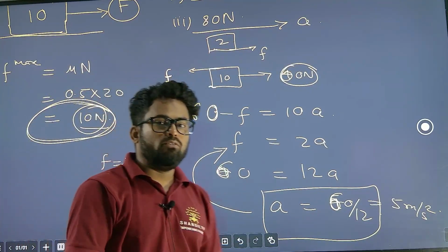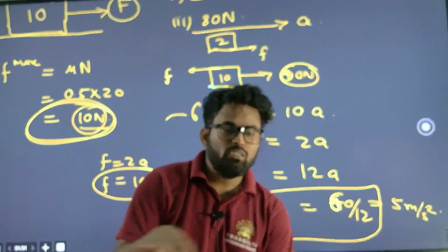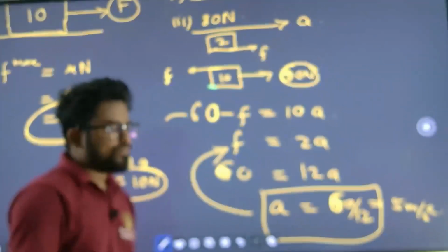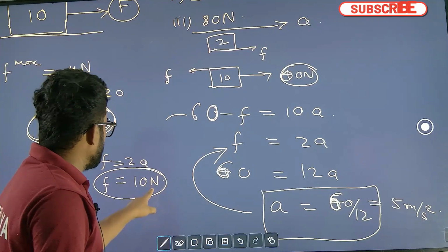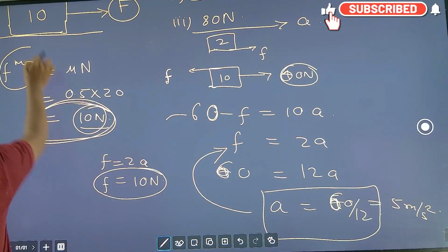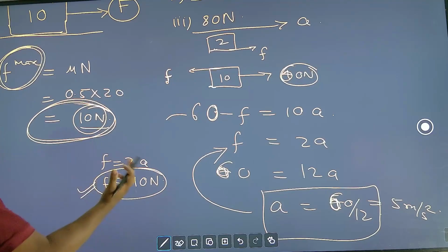That is how we will solve these problems. First, we will assume that both the blocks are moving together. Then we will calculate the value of acceleration and friction, and from friction, we'll compare it with the maximum available friction. So here required friction is how much? 10 Newton, required to take the blocks together.